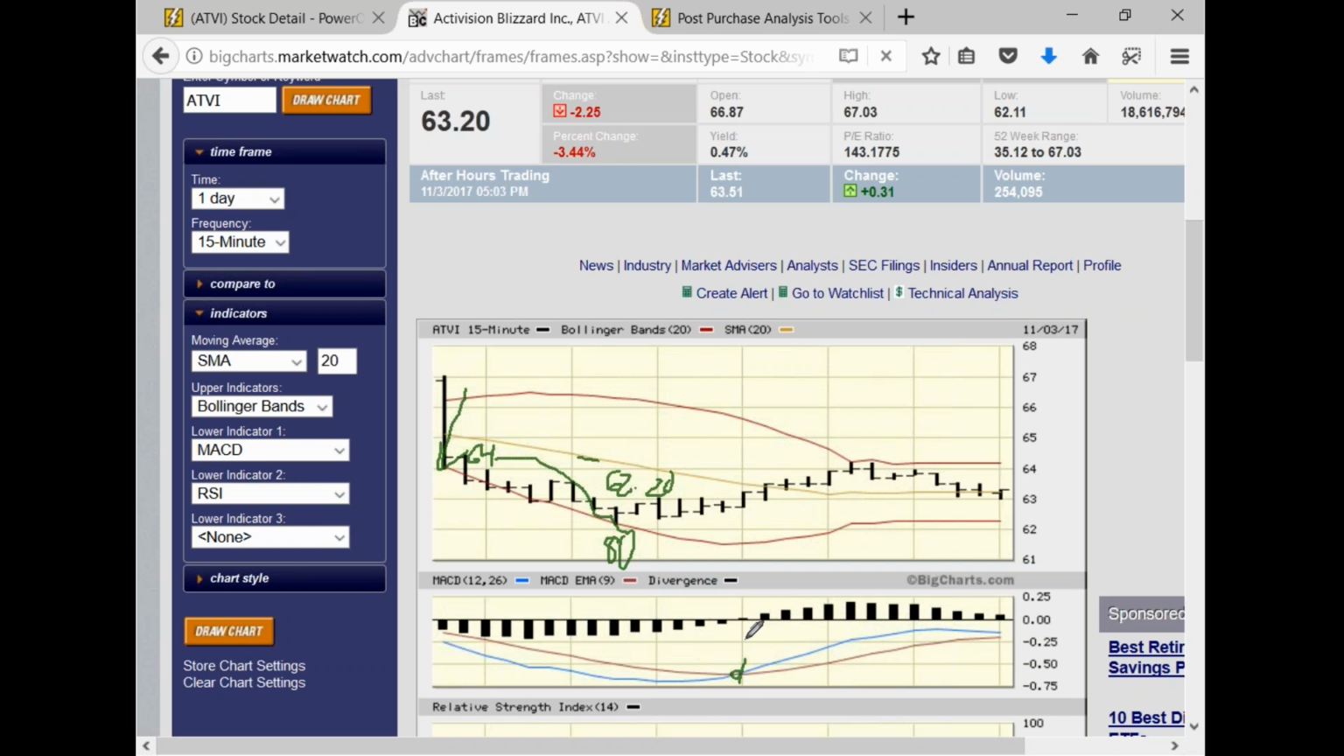And then maybe I see this little crossover here. So now I buy the 64 call at this point for probably 30 cents, and as it moves back up here, I maybe sell it for 60 cents. I don't trade this way. I'm never going to bother trading this way.